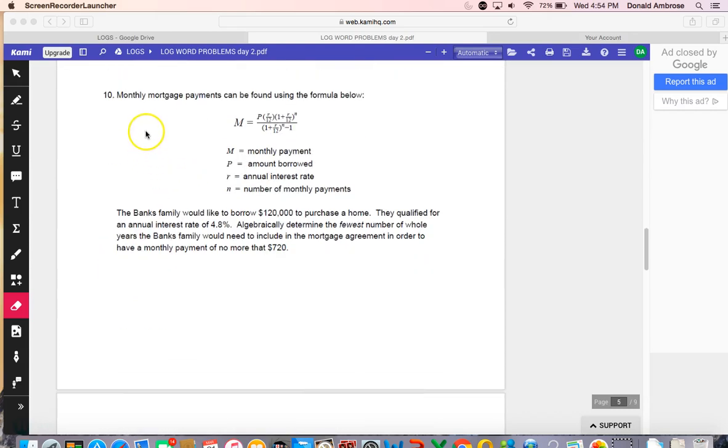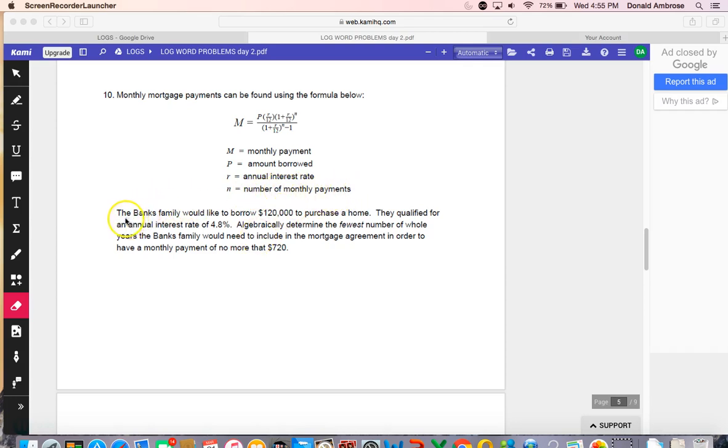we see in this question it says monthly mortgage payments can be found using the formula below. So this is one of the questions where you're given the particular formula, and then below that you're told specifically what each variable represents within that formula. So M represents the monthly payment, P represents the amount borrowed, R equals the annual interest rate, and N equals the number of monthly payments.